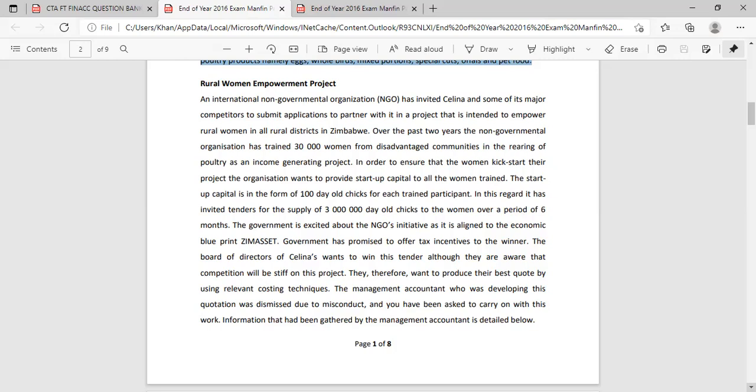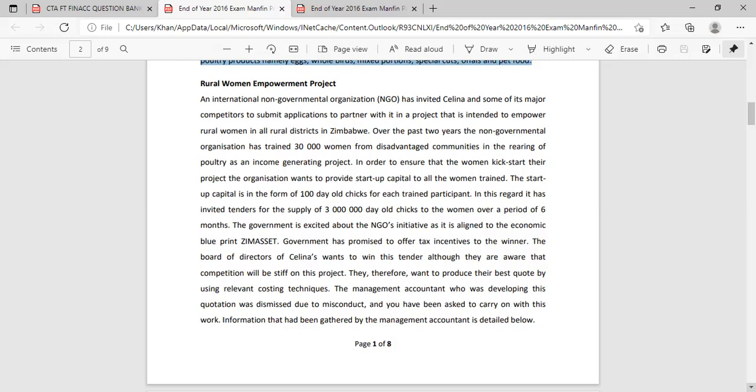In this regard, it has invited tenders for the supply of 3 million day-old chicks to the women over a period of 6 months. The government is excited about the NGO's initiative as it is aligned to the economic blueprint, Zim Asset.